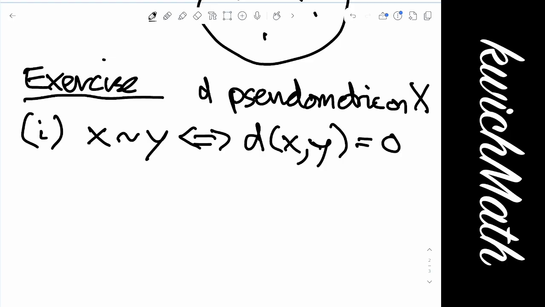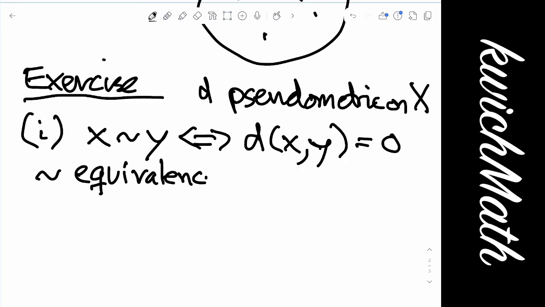So if you imagine it had actually been a metric, that would mean that all of these sets would be singletons, right? Because there's only one point that has distance 0 from you, and that's, well, it's you, the point itself. But since this is a pseudometric, these equivalence classes might actually be bigger than 1. But first of all, we need to show that it's an equivalence relation.